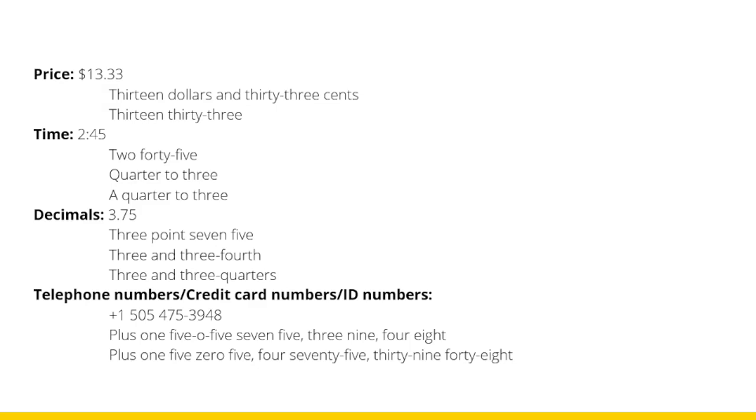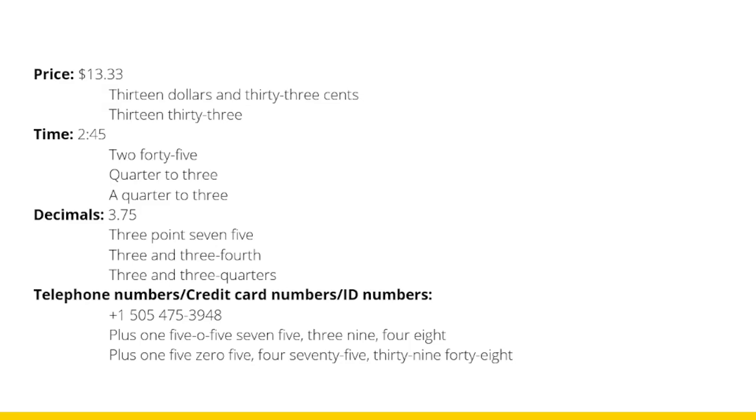Next one we have is time, which is 2:45. The first example we have is at 2:45. It can also be said as 2:45 or 2:45. Next one we have is decimals. When we have decimals, we can say them a little bit differently, so you have to make sure you know how to recognize this number. For example, here we have 3.75. Also, we can say it as a 3 3/4, or we can also say it as 3 3/4.